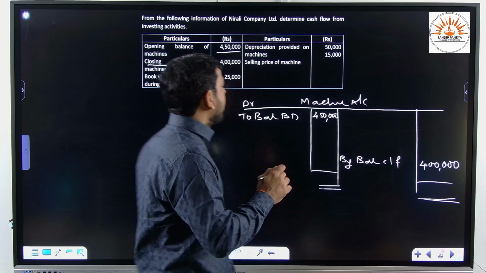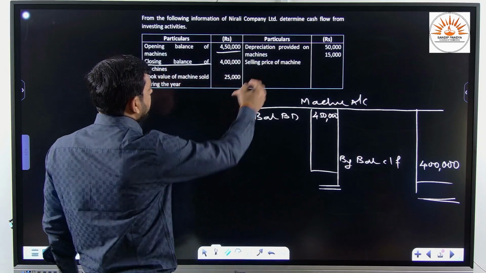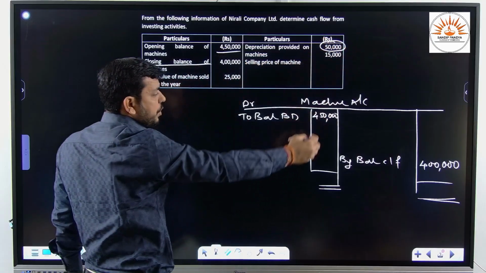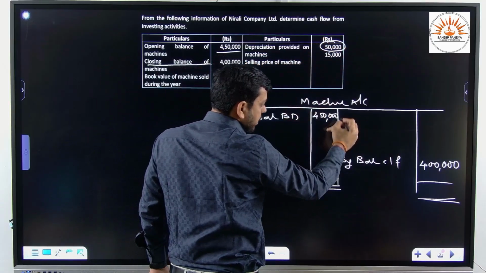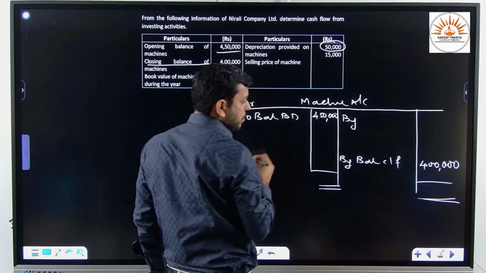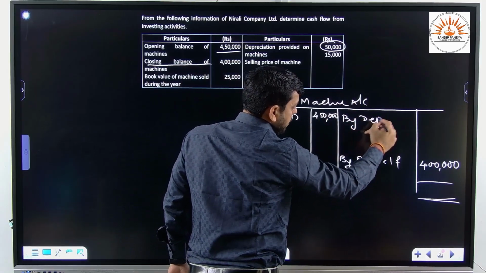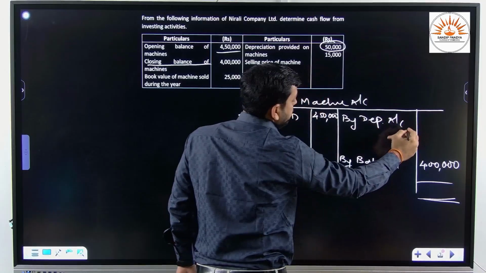But we have been clearly given some information here. The depreciation on machine is rupees 50,000. So we know from 11th standard, due to depreciation, the value of machine reduces. So on the credit side, we shall write by depreciation account. That is rupees 50,000.